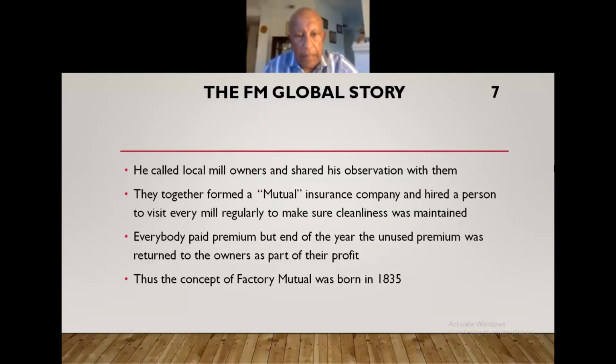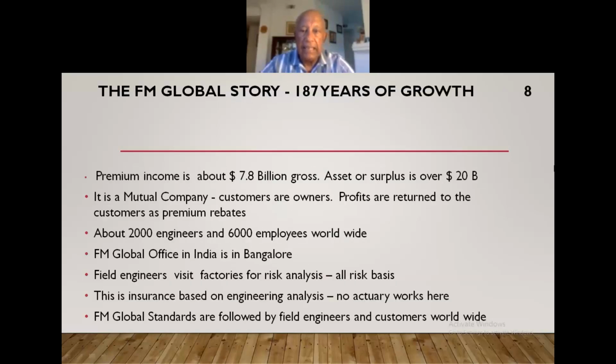Okay, everybody paid a premium, but at the end of the year, there is the unused premium, which is a specific term. It means all expenses, the salary of that hired person, and all the losses they have to pay, and the net remaining money they return to the owners as part of their profit. This is the concept of a mutual company, and it was born in 1835. By the way, Zachariah Allen was an engineer and a scientist in his own right, and he invented a whole bunch of other stuff, and that's a big story. He survived for 82 years and was very prosperous.